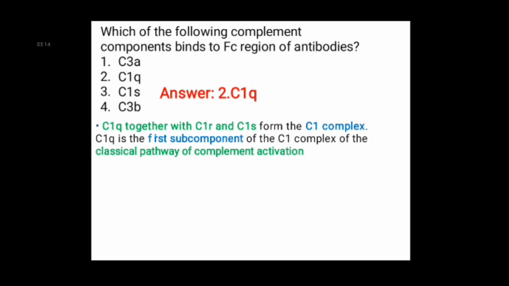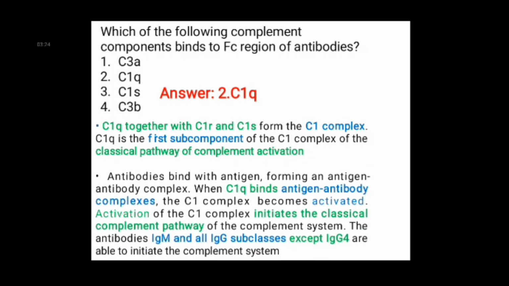C1q together with C1r and C1s forms the C1 complex. C1q is the first subcomponent of the C1 complex of the classical pathway of the complement activation. Antibodies bind with antigen, forming an antigen-antibody complex. When C1q binds antigen-antibody complexes, the C1 complex becomes activated. Activation of the C1 complex initiates the classical complement pathway of the complement system.